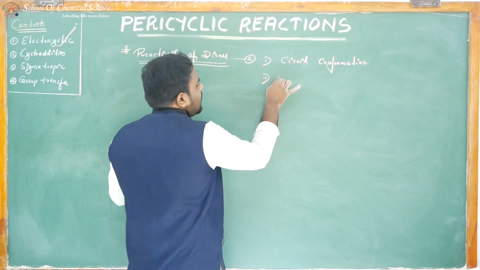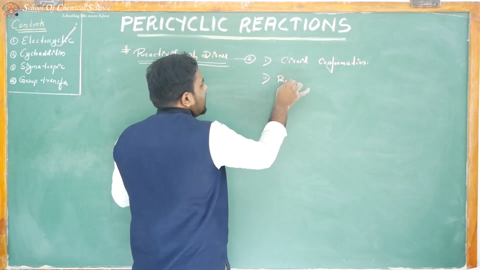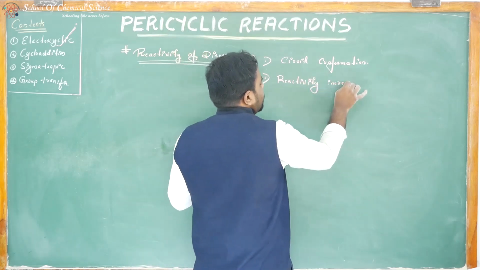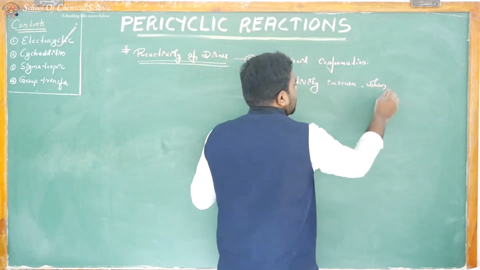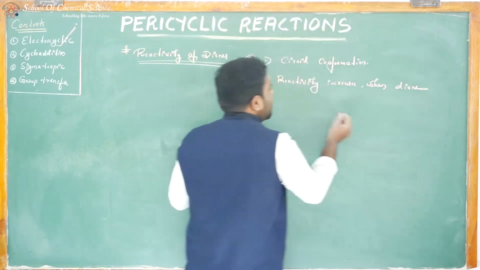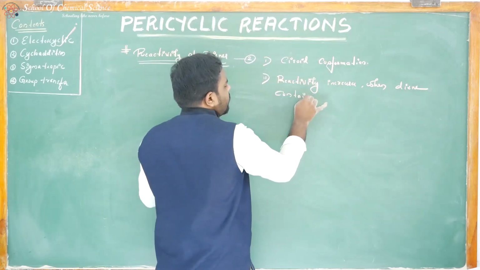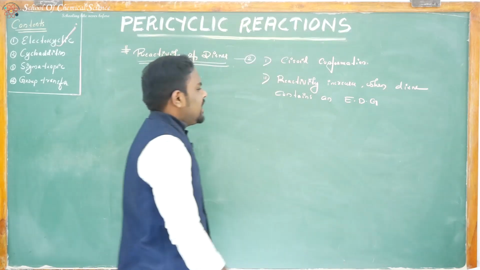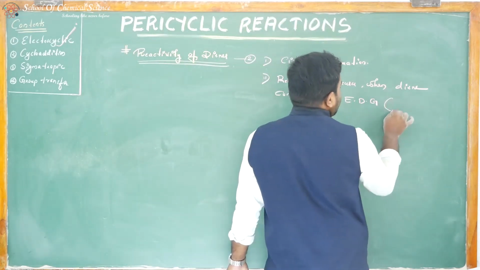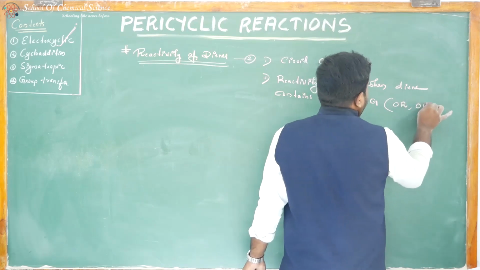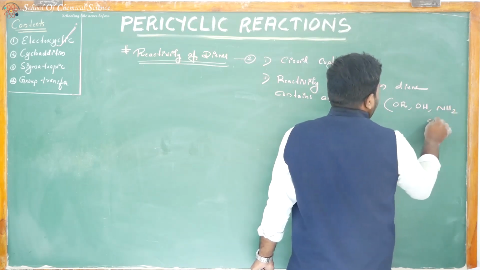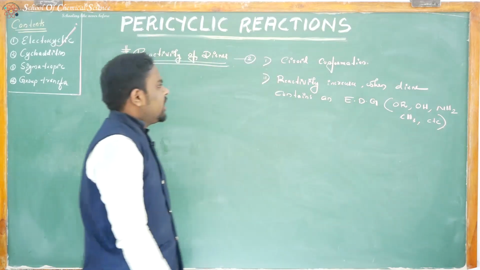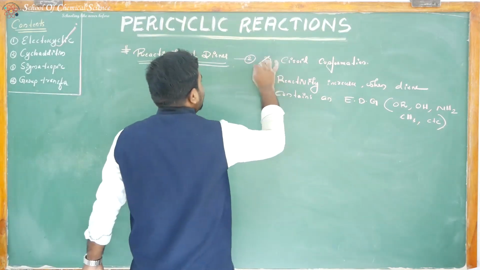Second factor: reactivity increases when the diene contains an electron donating group like OR, OH, NH2, CH3, etc. So these are the two factors affecting the reactivity of diene.